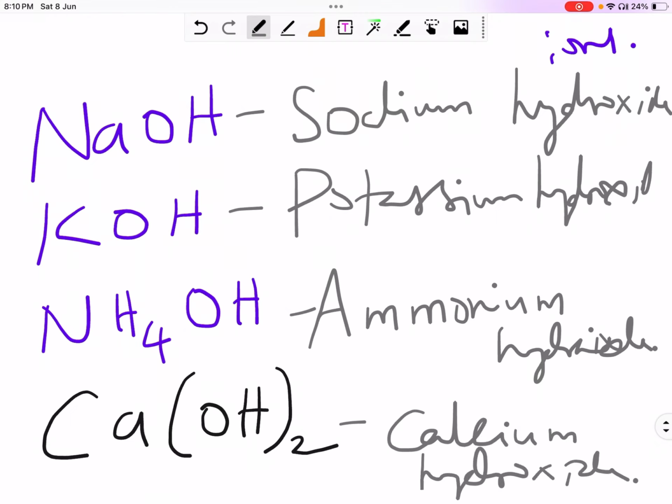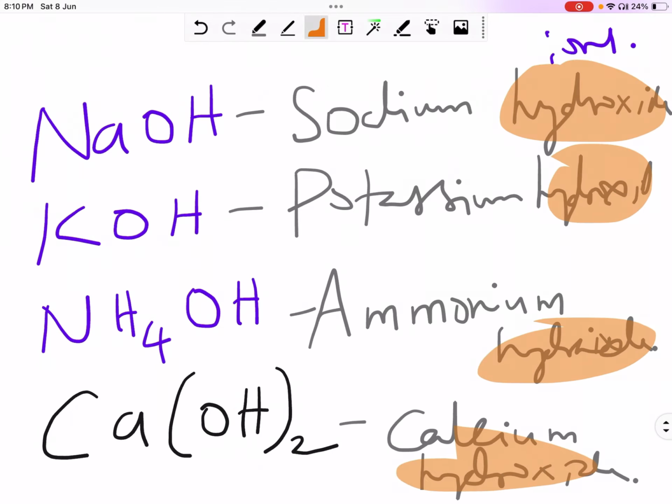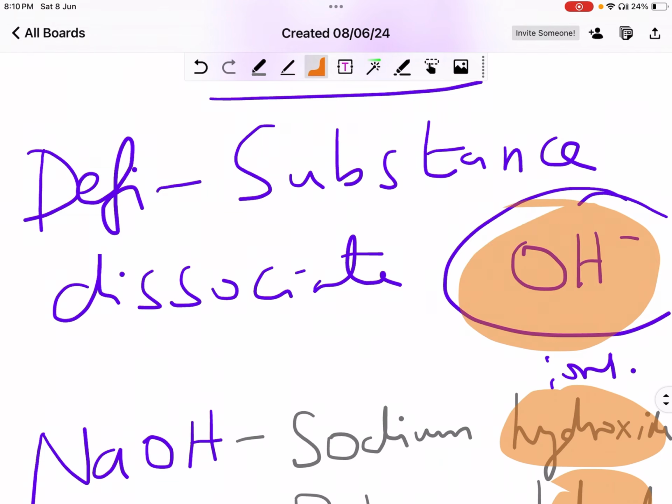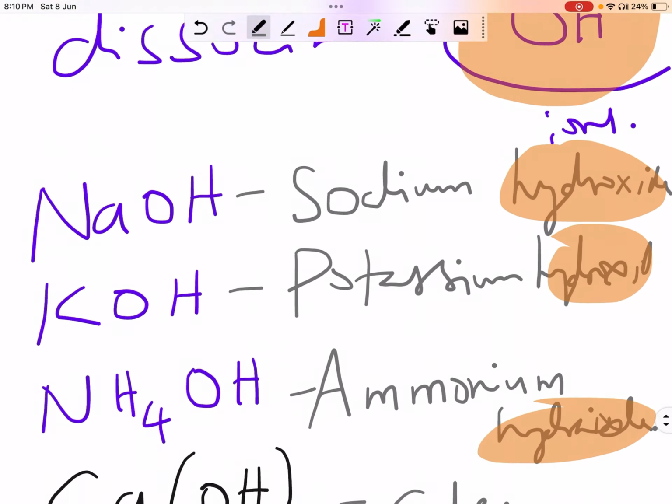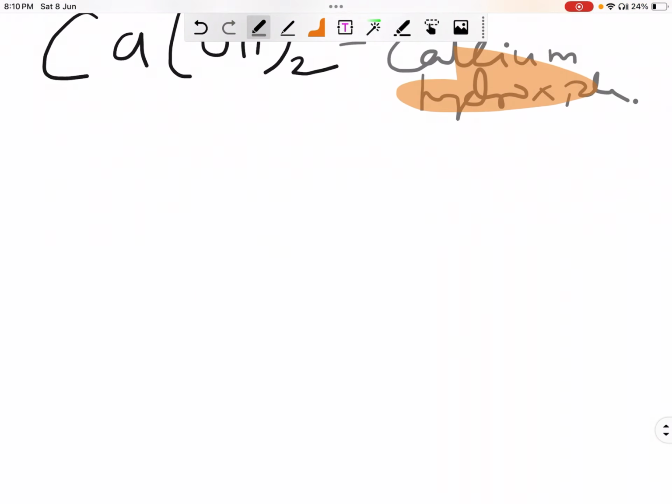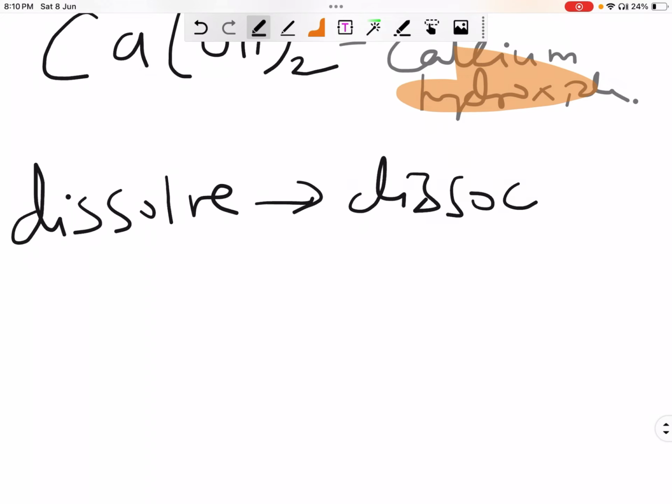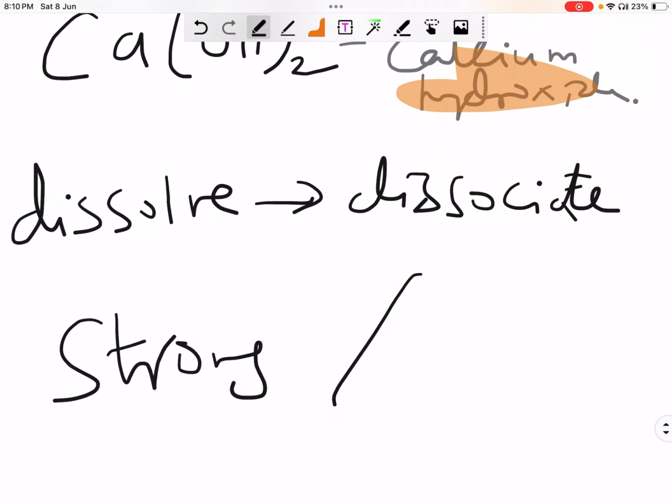So you can see you are getting the word hydroxide in all the bases. That implies OH minus ion. So these are the examples for bases. These bases also dissolve and dissociate. So on the basis of their dissociation, they can be classified into strong and weak.